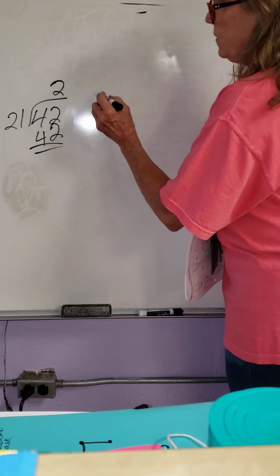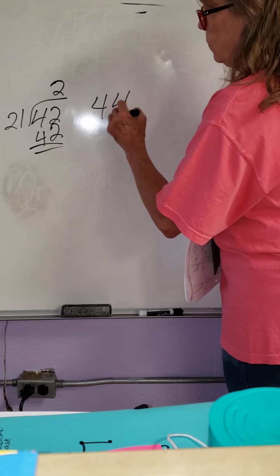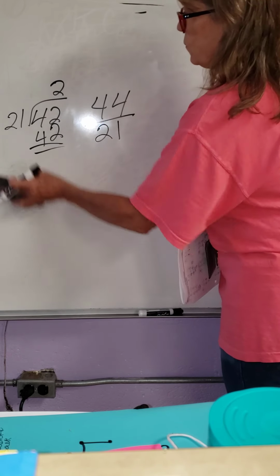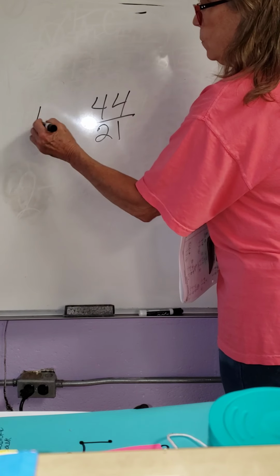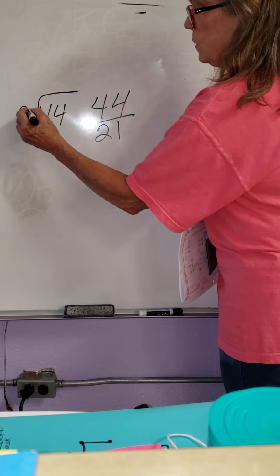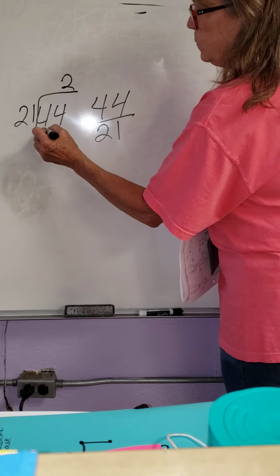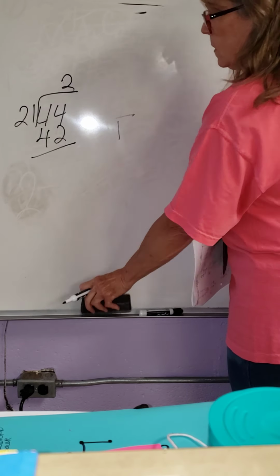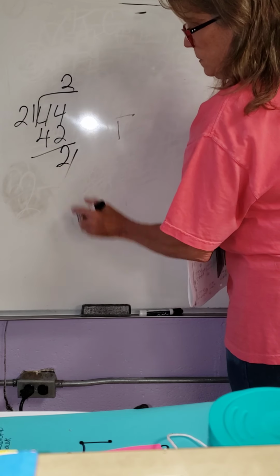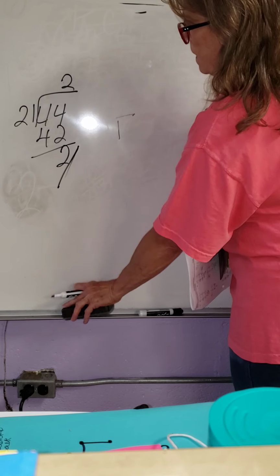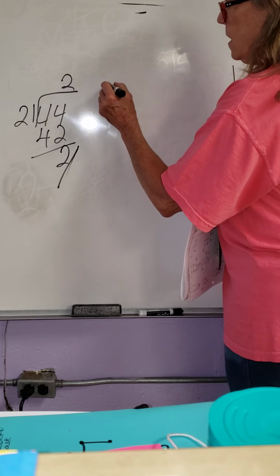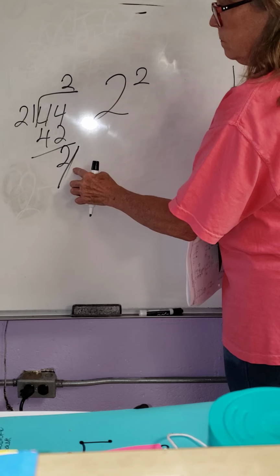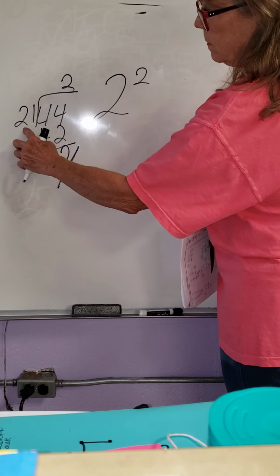Well, let's try 43. So I want it to come out. So let's try 44. Let's say 44 over 21. Okay, so watch this one. 44 divided by 21. 2 times, and we said it was 42. Now, how many is left over? We have 2 left over. See me draw my little line there. So that reminds me, I have my whole number is 2. My fraction is 2 over what I divide by?